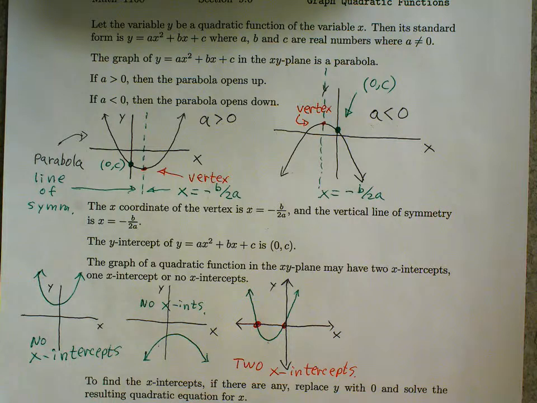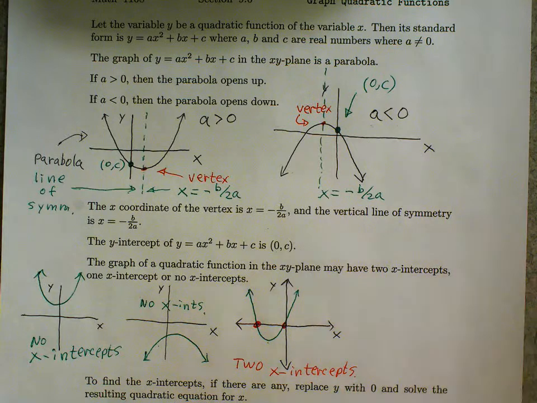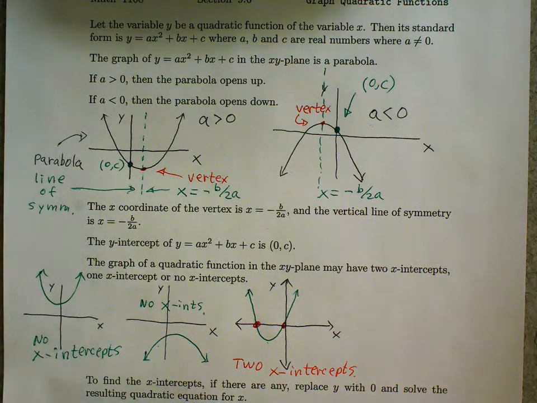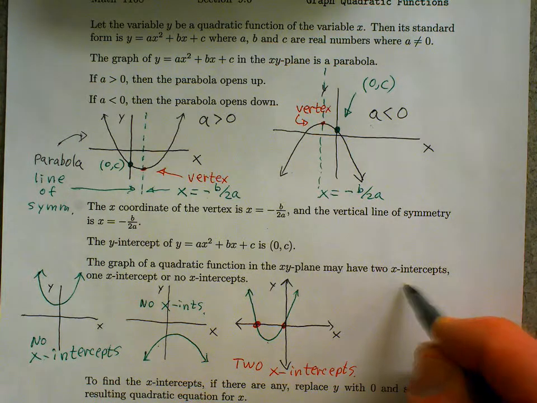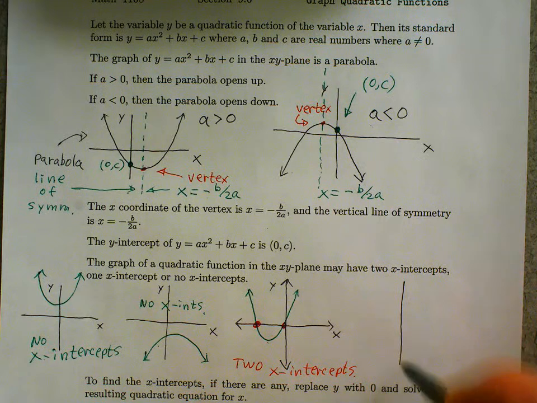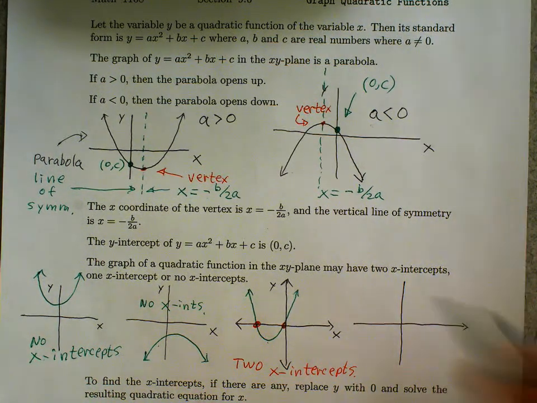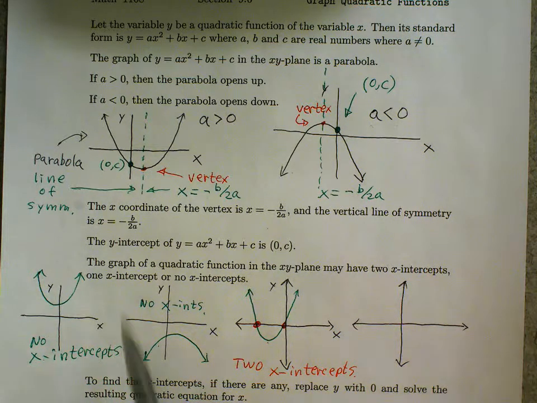All right, then there's one more possibility. The first two possibilities, no x-intercepts, two x-intercepts. What's the third possibility? A parabola could have one x-intercept.